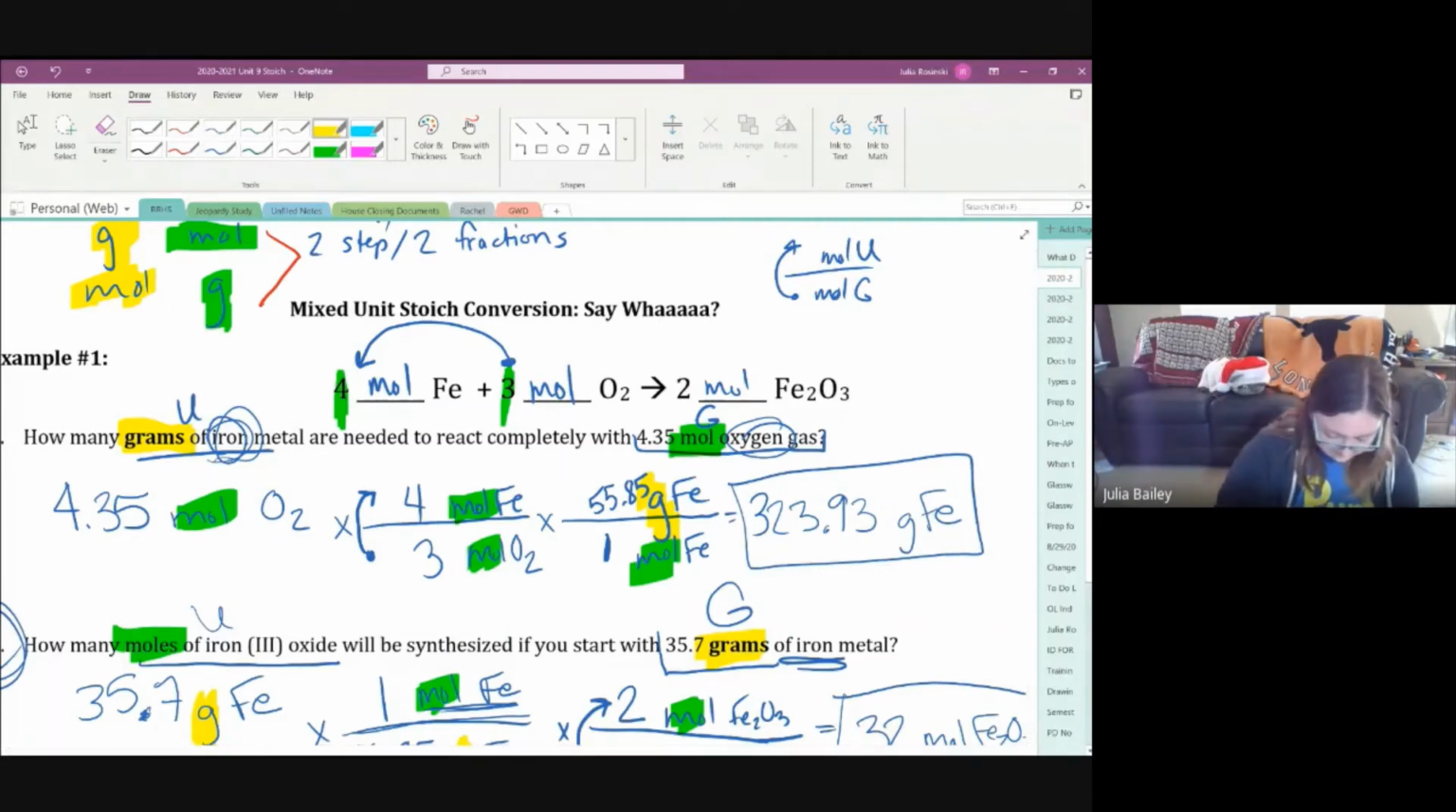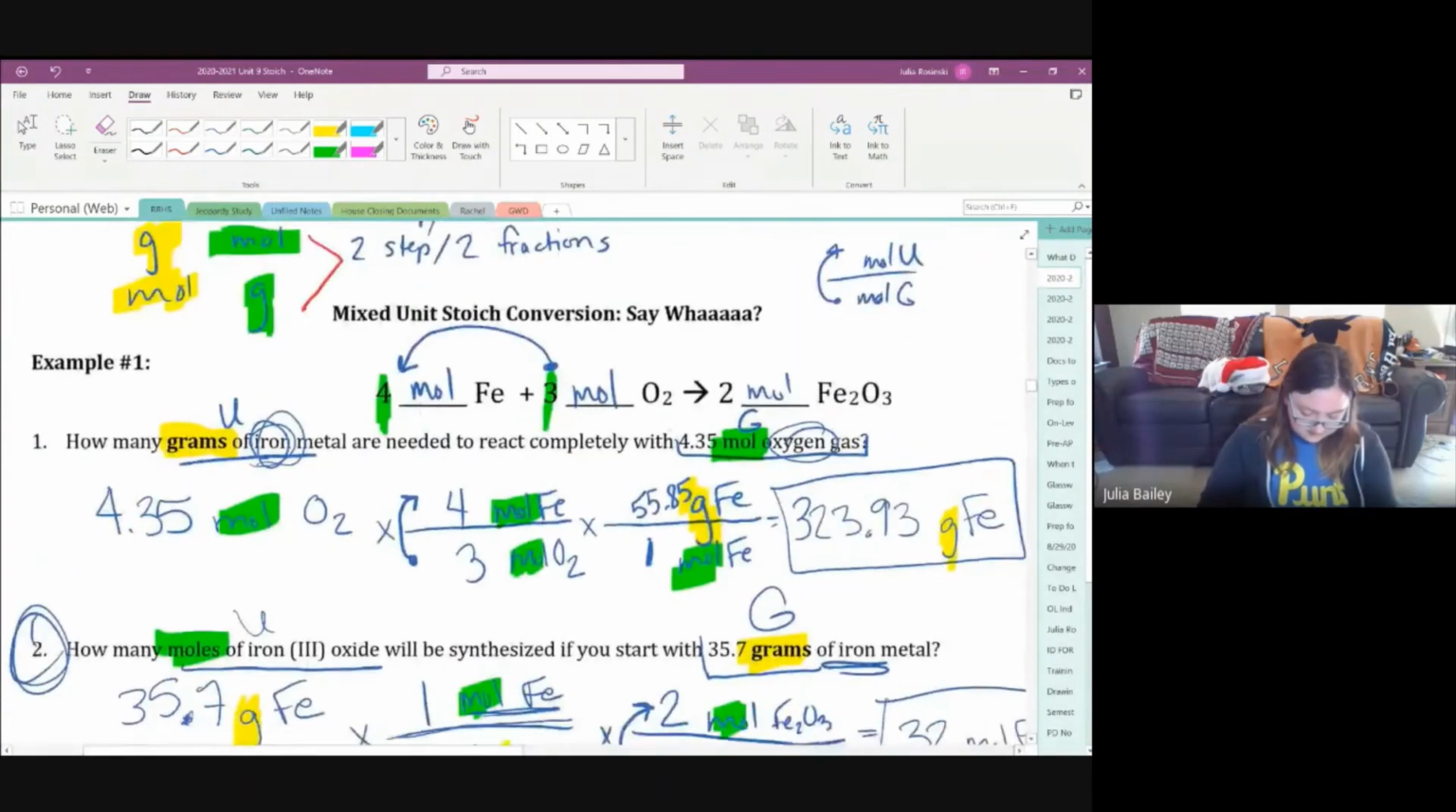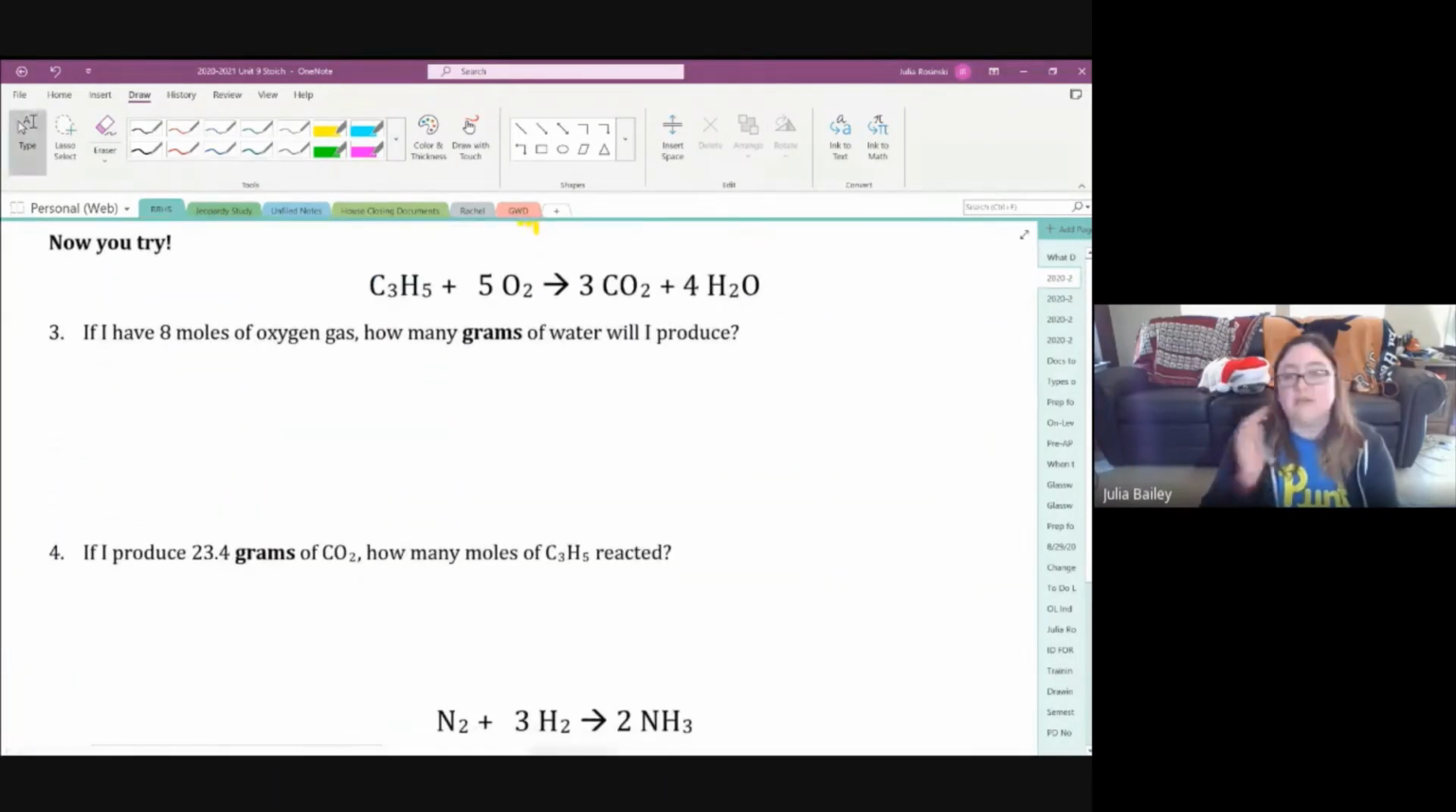It's really kind of simple. It's fine. There's nothing special about it that we haven't already seen before. That's pretty much all there is to it. I'm going to do one more problem like that where the given is moles and the unknown is grams. And then we're going to do something else that's more complicated because that's how we roll.